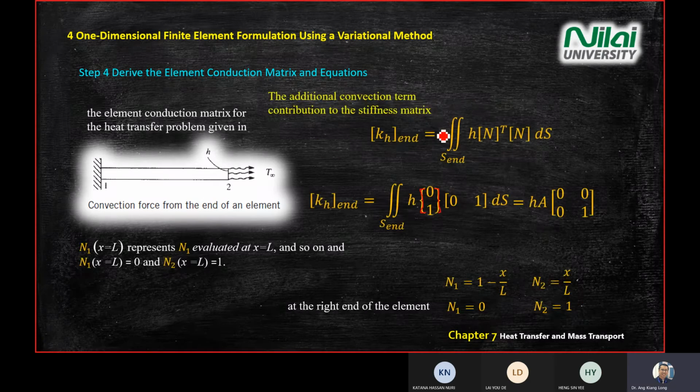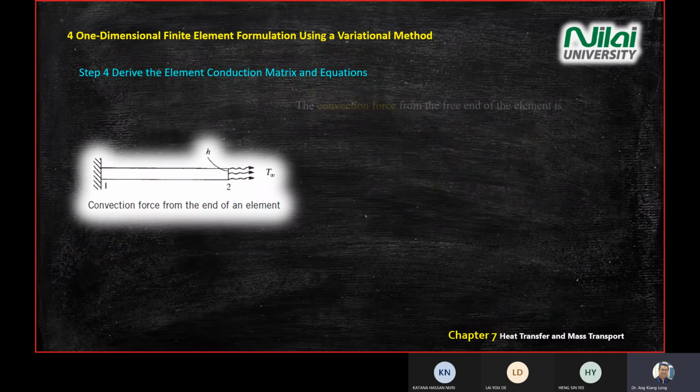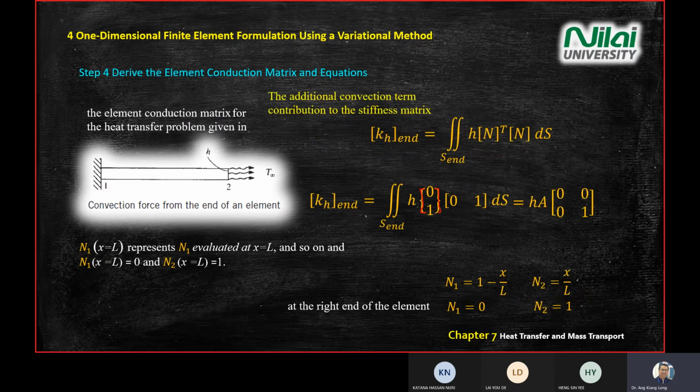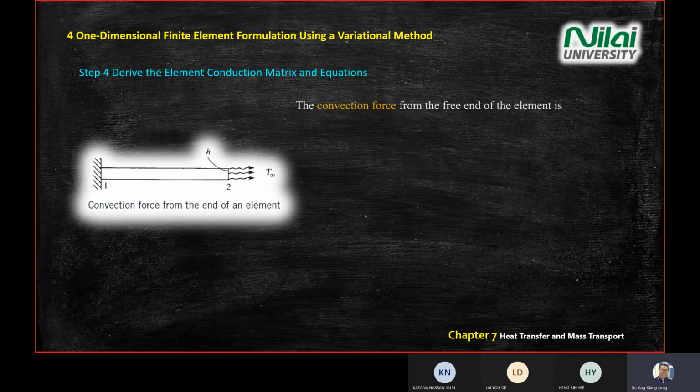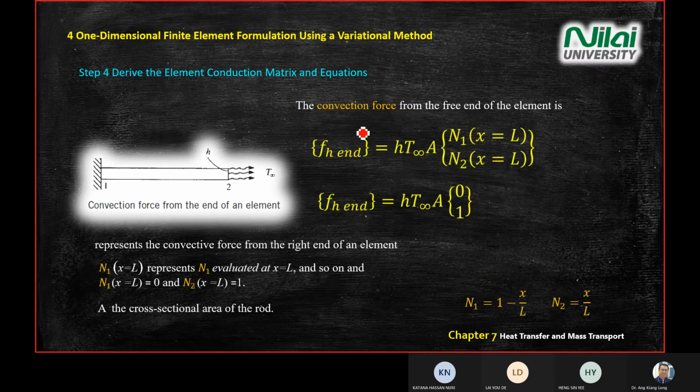The next one, just now we only looked at stiffness matrix. The next one we look at force. In this chapter, you need to find temperature and force. So the first one you find stiffness matrix, you combine them together. Second one you find forces. Convection force is given by this equation. So F convection N at the end here equals h T infinity A times the shape function. So this one is for this case.